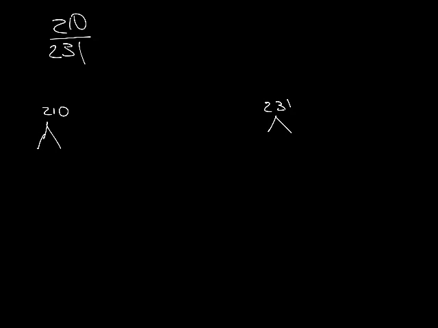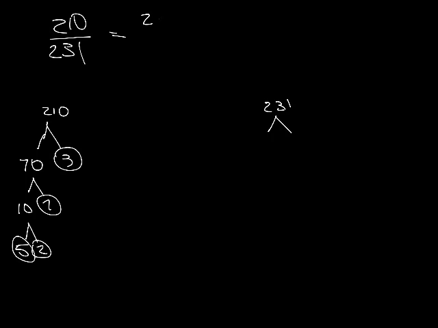So 210, let's see, 70 and 3. 3 is prime, so I circle it. 70 is 10 and 7, that's prime. This is going to be 5 and 2. So there I go. 210, the numbers I'm going to put on top are 2 times 3 times 5 times 7.